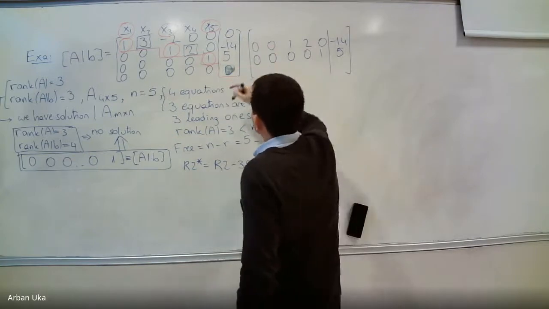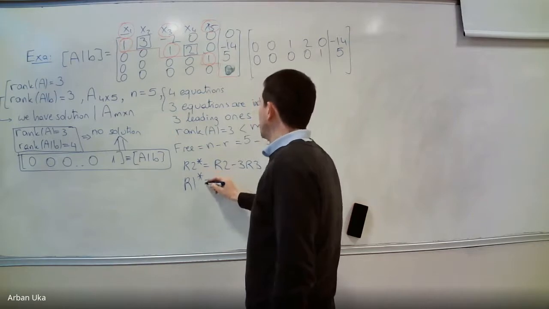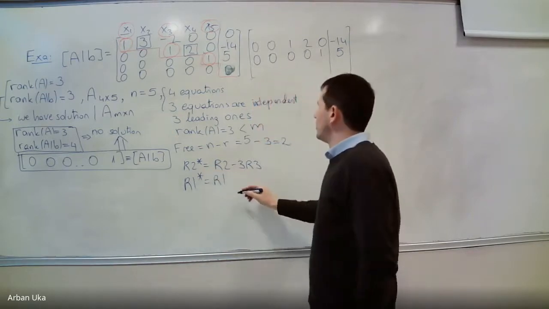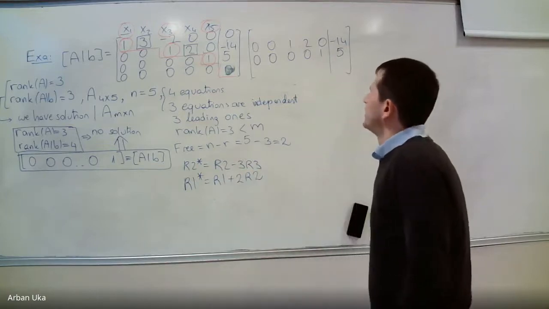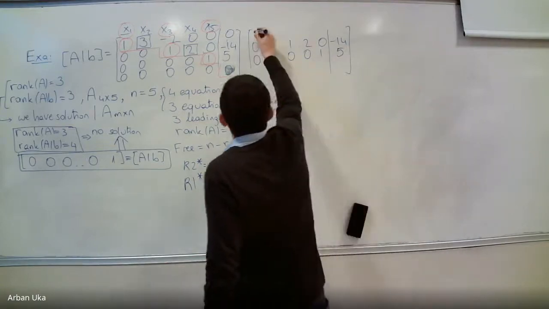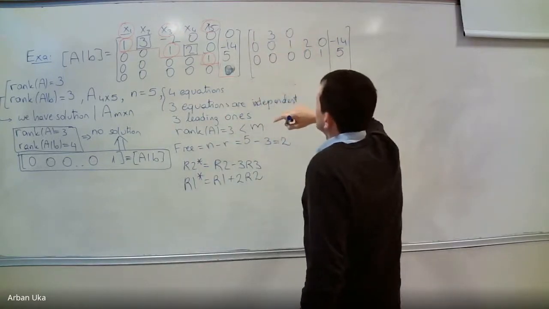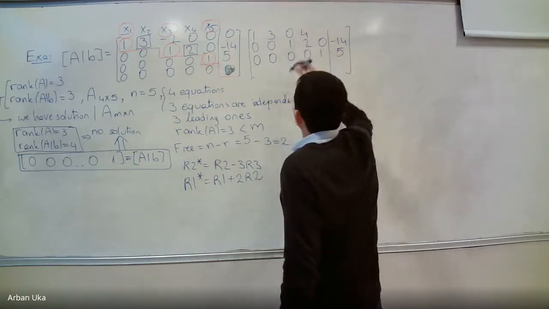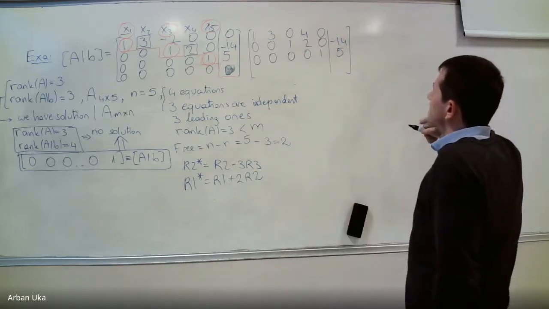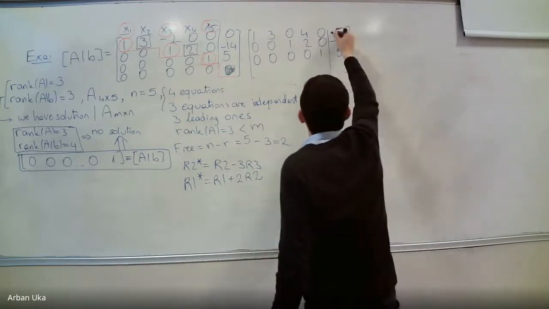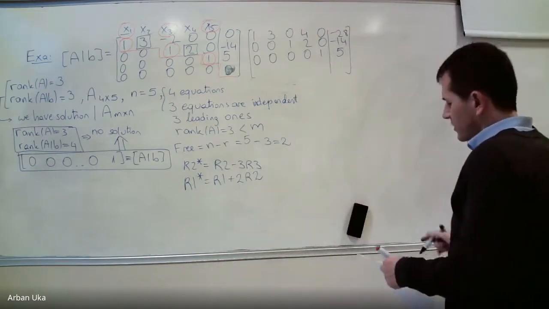Let's follow with the next equation. What would row 1 star be? Row 1 plus 2 row 2. That's correct, plus 2 row 2. So we get here 1, 3. We get a 0 because it's plus twice. This would be 4, 0. And what is the rest? Minus 28.